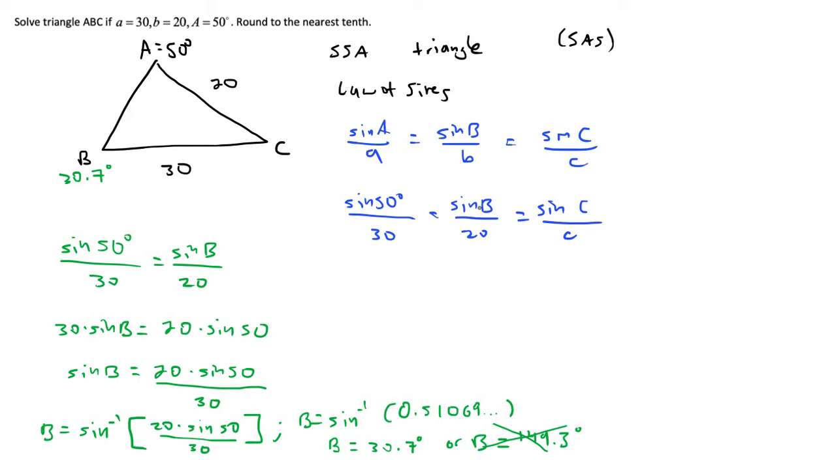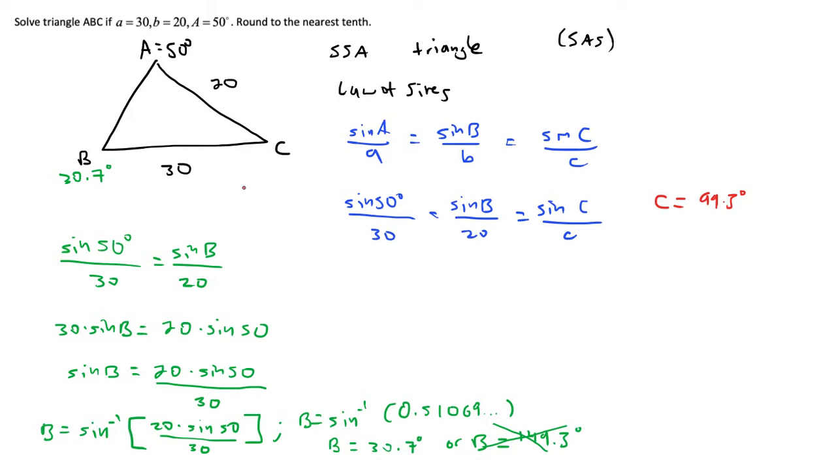Now that we know the value of angle B, we should be able to figure out the value of angle C. Remember, the sum of the angles in a triangle is 180. So now that we know these two, we should be able to get C. C is going to be 180 minus these two, which is 99.3 degrees. And now we can use the law of sines once again to figure out side C.